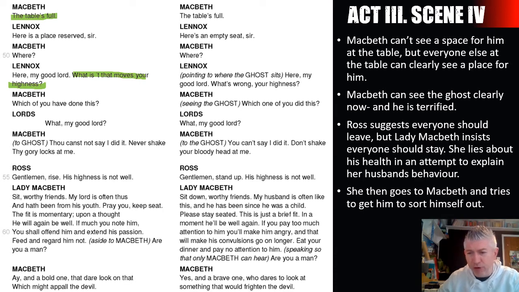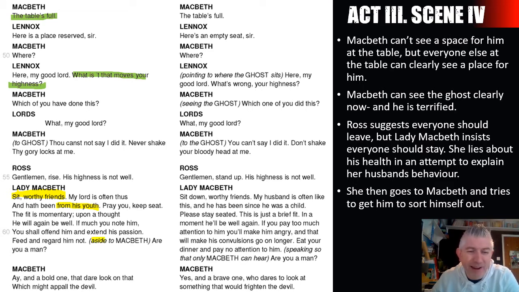Lady Macbeth, though, because she's all about making everyone feel like everything's okay, says, "Sit, worthy friend, sit down, it's okay. My lord is often thus and has been from his youth." So she's kind of normalising this behaviour that Macbeth's demonstrating. "Pray you, keep seat. The fit is momentary. Upon a thought he will be well. If much you note him, you shall offend him and extend his passion. Feed and regard him not." So she's basically telling everyone, just ignore him. He'll calm down in a minute.